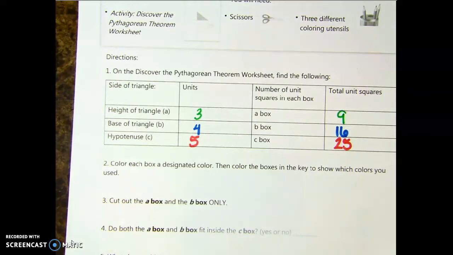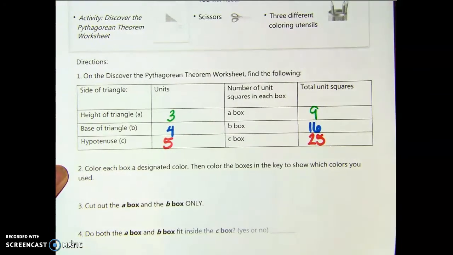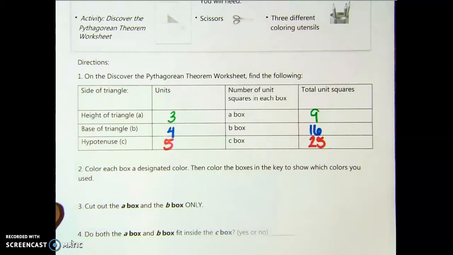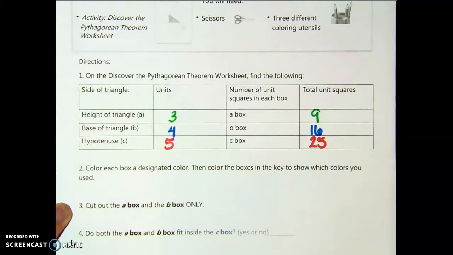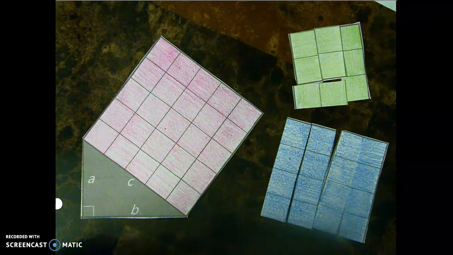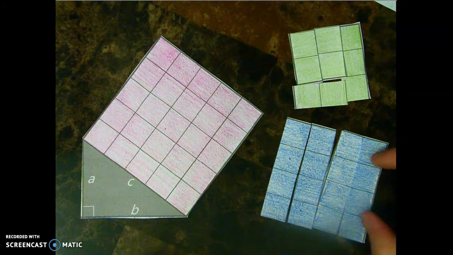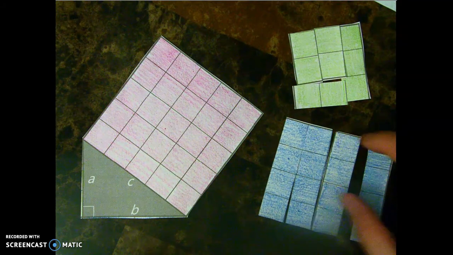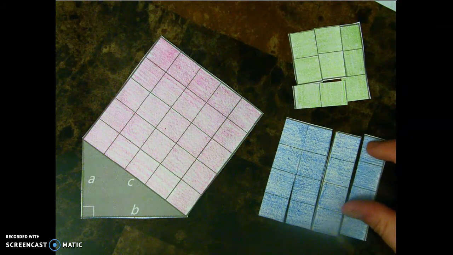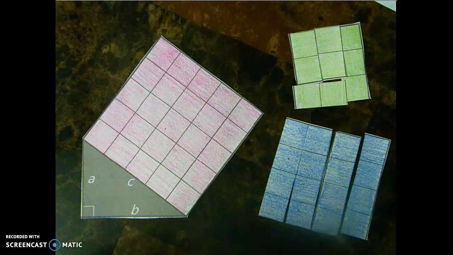So now that we have counted the amount of squares in each box, the next step is color, which I've already done for you. And then step 3 is cut out the A box and the B box only. So I'm going to pause the video and do that real quick. Okay, so I went ahead and cut out our squares of our triangle. As you can notice, I didn't cut them out in individual squares because I realized I didn't have to, but that is something that you could do. I just wanted to save some time and didn't want to lose any of them on the ground.